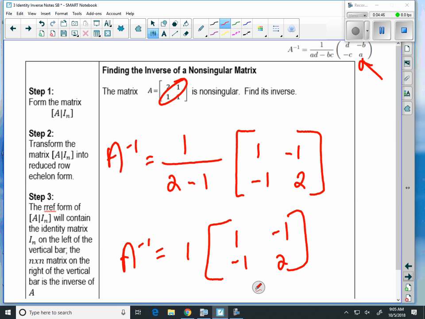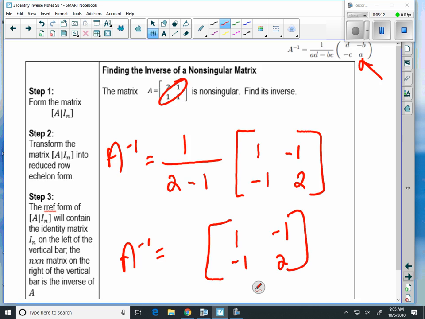Okay, now, if that was a number other than 1, say it was 2, what would you do with the 2, do you think? You would distribute it into your matrix, because we learned matrix scalar multiplication 2 days ago. So you would just multiply that. Here, since the 1 doesn't really mean anything, there is your inverse matrix. That's all you have to do. Questions for me?